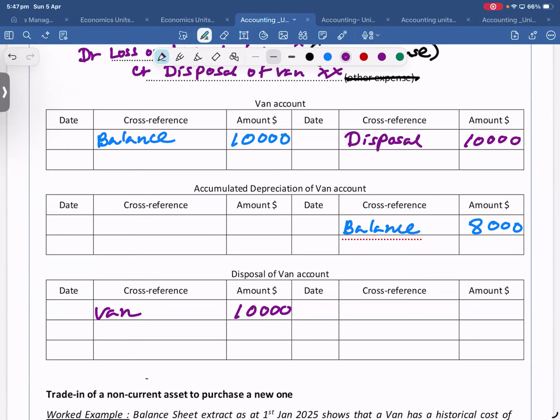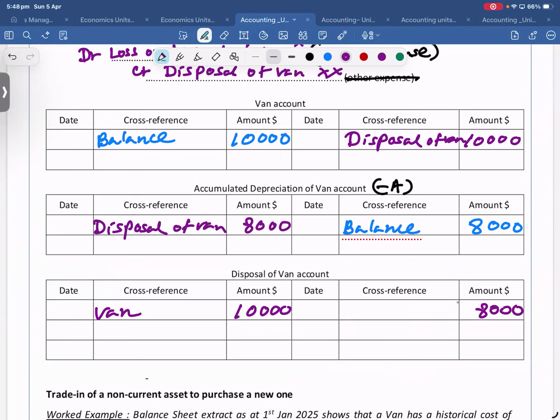So van in the disposal increases, you debit it. Van in the van account decreases, credit. I said decrease, credit. Then accumulated depreciation is a negative asset. So we are debiting it, 8,000, saying disposal of van, okay? And then you are crediting the disposal, 8,000.